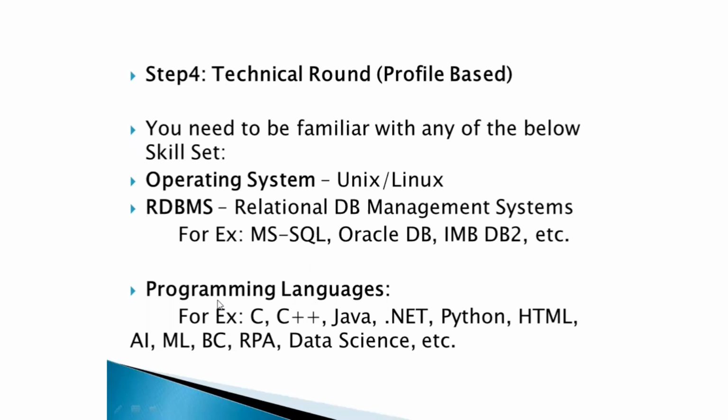These kind of students, during their engineering, need to upskill. They need to learn a few operating systems, or RDBMS, meaning relational database management systems like SQL or any of the databases they can learn. And they can also get in touch with programming languages like C, C++, Java, .NET, Python, HTML, artificial intelligence, machine learning, blockchain, RPA (RPA means robotic process automation), and data science.